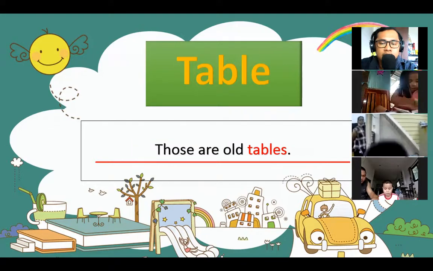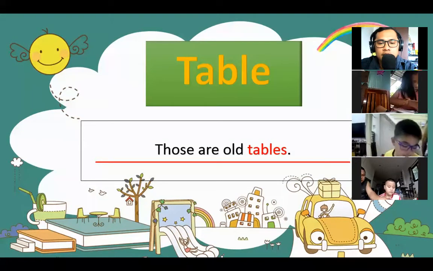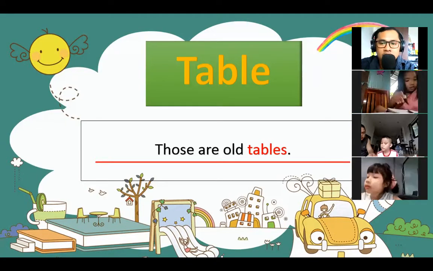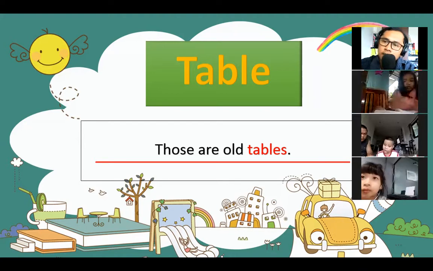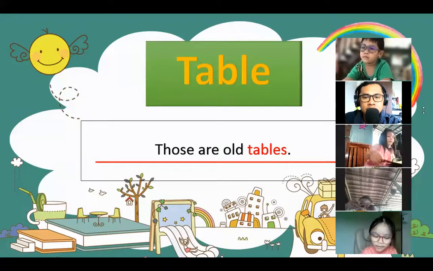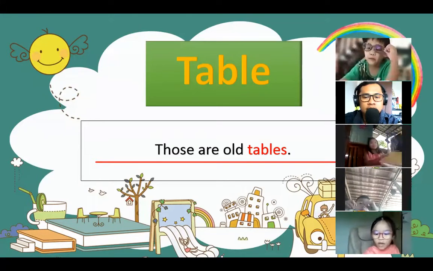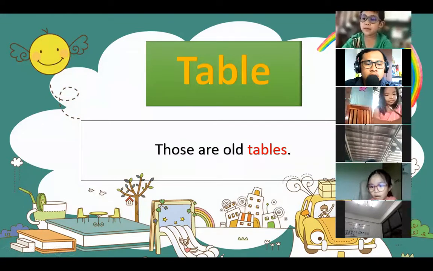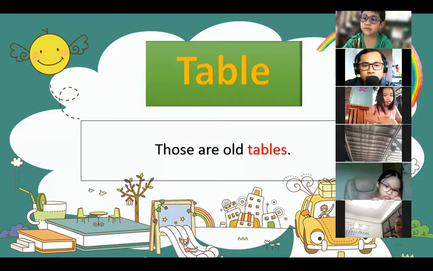Those are old tables. When we say old tables, those are from 10 years ago. We have new tables, and we also have old tables. So I think everyone has a table at home, right? I hope everyone has a table. Okay, I'm sure everybody has a table. So that's it, students.